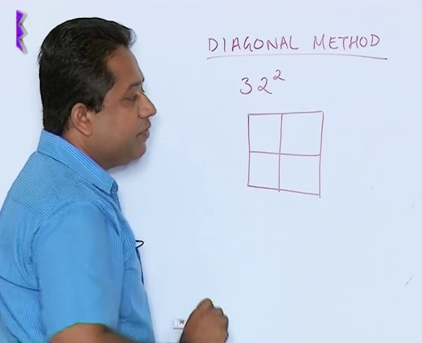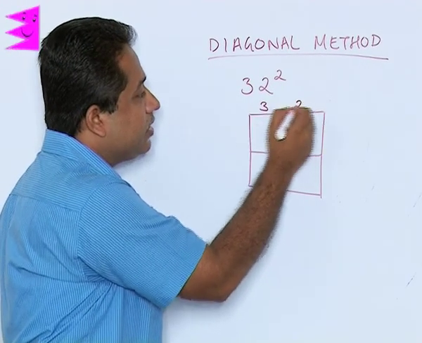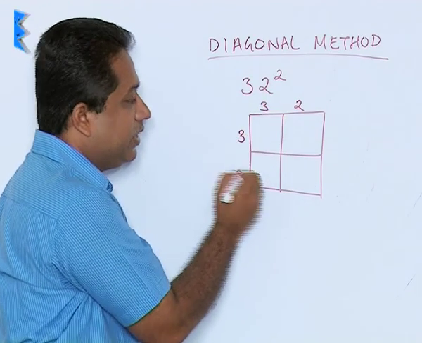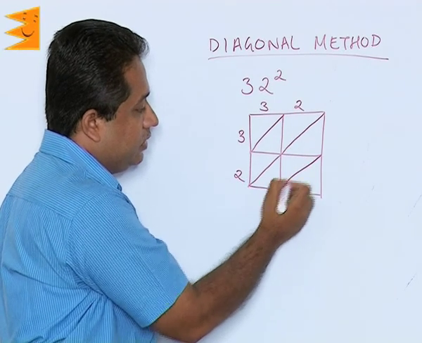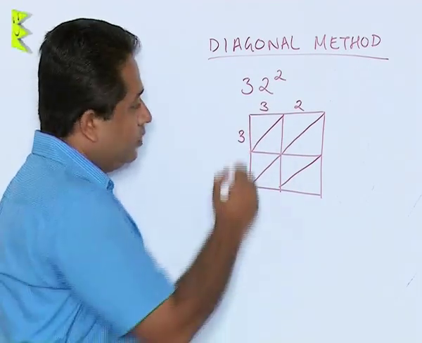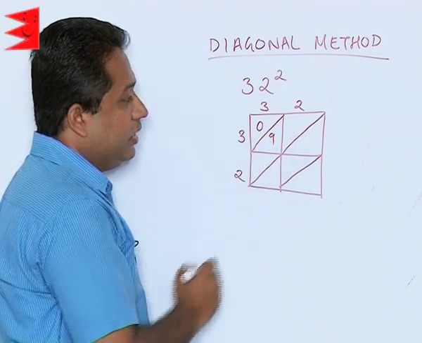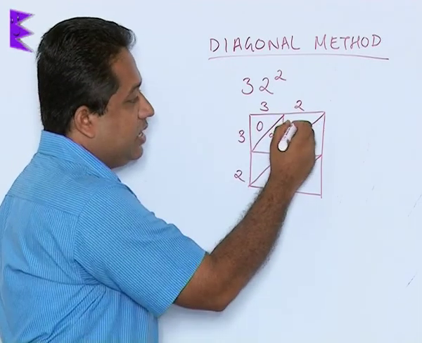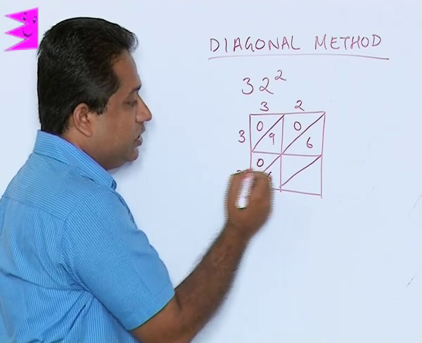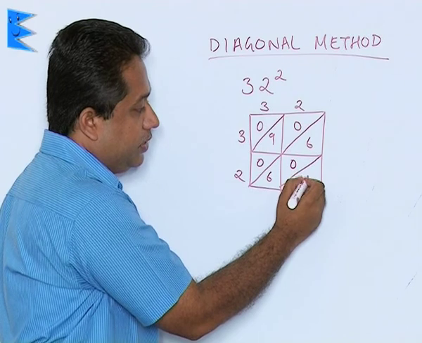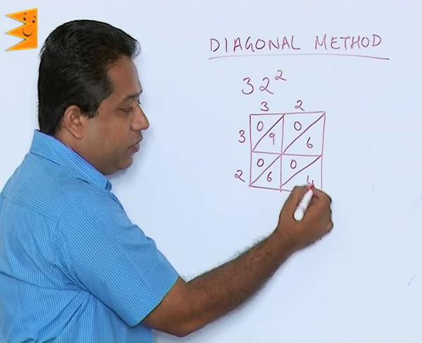If it's a 3-digit number, we are going to use a 3 by 3 box. So what we can do is write down this number here, 32, horizontally as well as vertically. And then this is called the diagonal method. Make diagonals for each of these squares and start multiplying the numbers. So 3 multiplied by 3 is 9. So it's a single digit number, so I can write it as 09. 3 into 2 is 6, so I can write it as 06. Then 2 into 3 is 6, so this is 06. 2 into 2 is 4, so this becomes 04. Now look at the last diagonal, the number is 4, so I'll write 4 as it is.